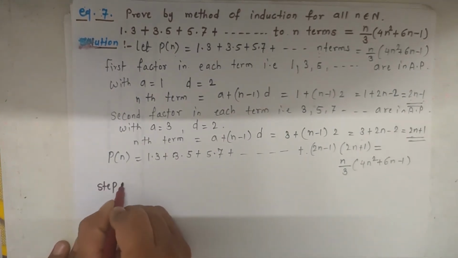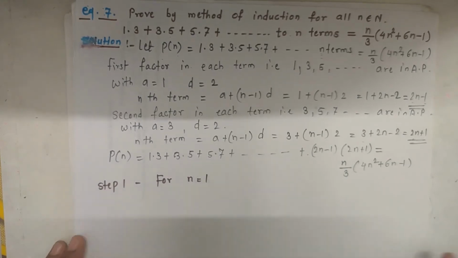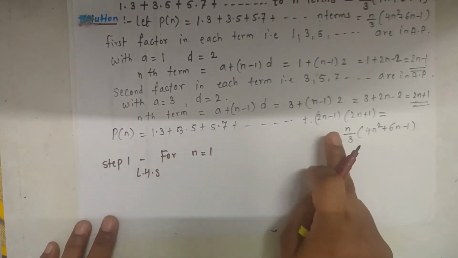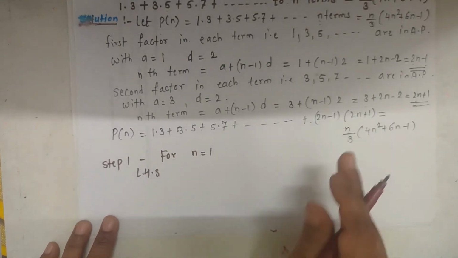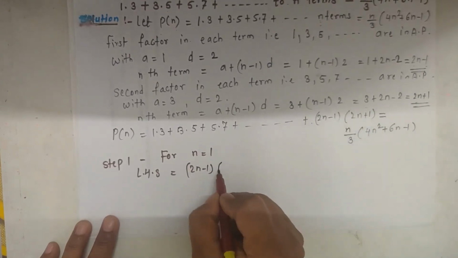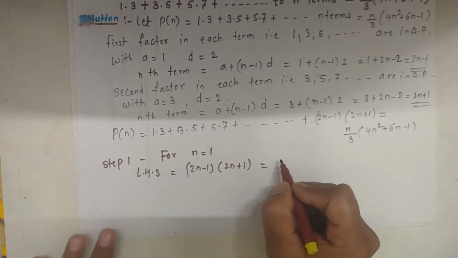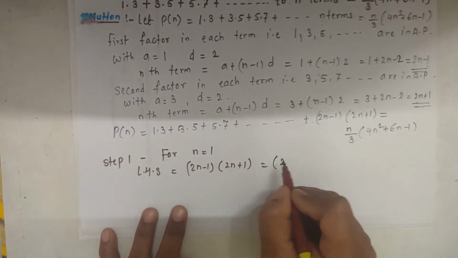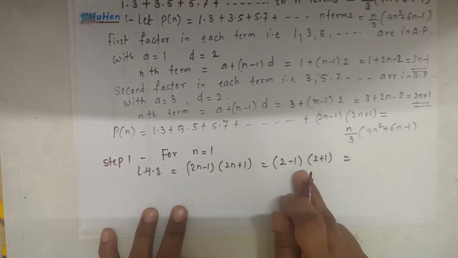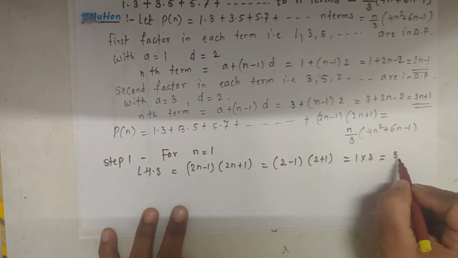Step 1, for n is equal to 1. For n is equal to 1, LHS of the given statement: the nth term is 2n minus 1 into 2n plus 1. For n is equal to 1, put the value of n is equal to 1, then 2 minus 1 and 2 plus 1. 2 minus 1 is 1, 2 plus 1 is 3. So 1 into 3 is 3.